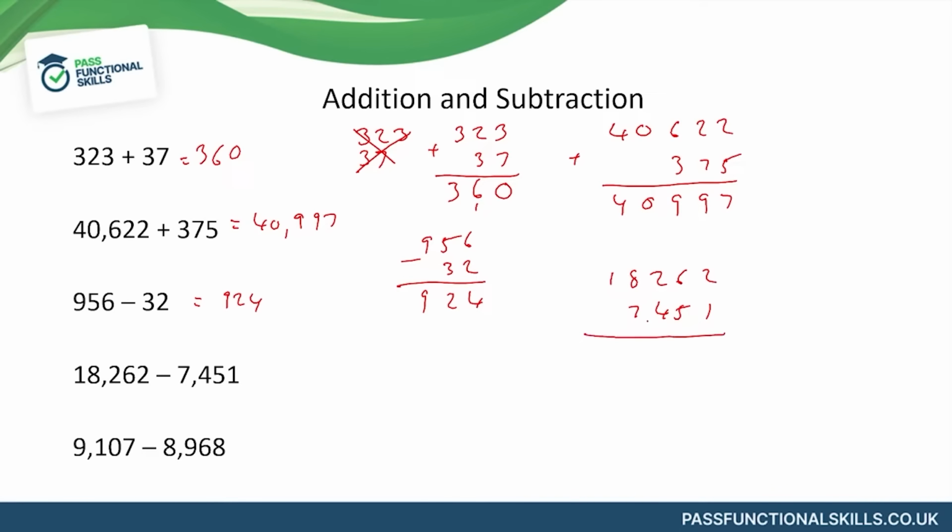Example 4, 1, 8, 2, 6, 2, 7, 4, 5, 1. Again, everything is lined up on the right hand side. 2 take away 1 is 1, 6 take away 5 is 1. Now, we're going to run into a bit of bother here, because 2 take away 4, well, some people would just write 2, but that would be 4 take away 2, not 2 take away 4.